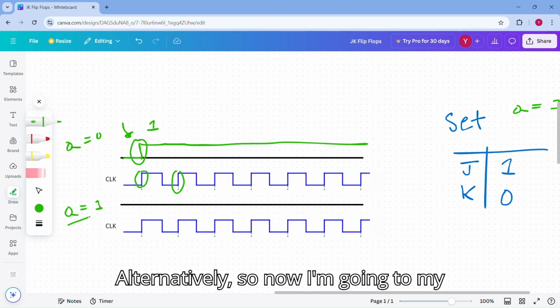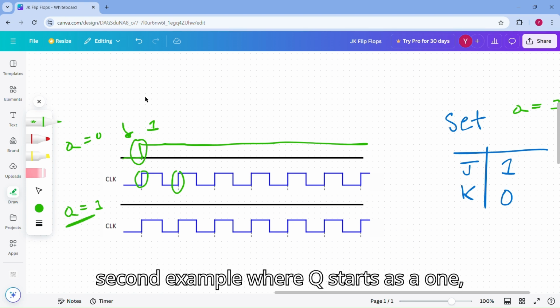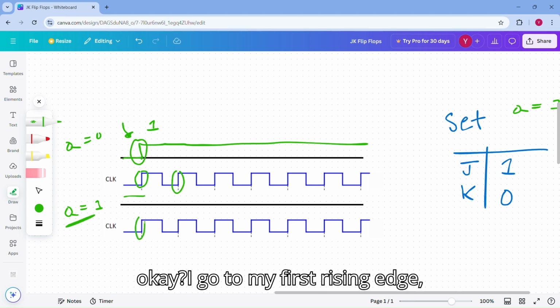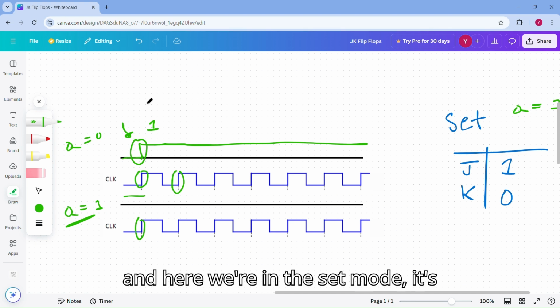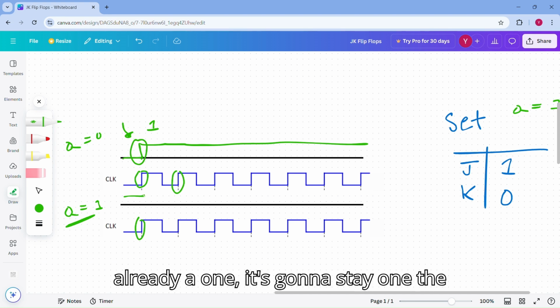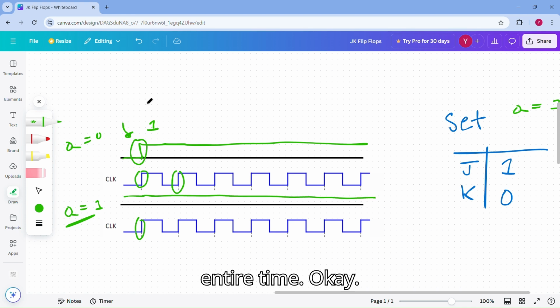Alternatively, now I'm going to my second example where Q starts as a 1, okay? I go to my first rising edge, and here we're in the set mode. It's already a 1, so it's going to stay 1 the entire time, okay?